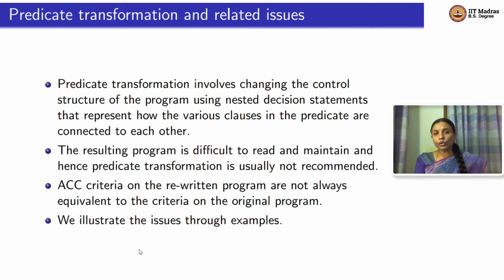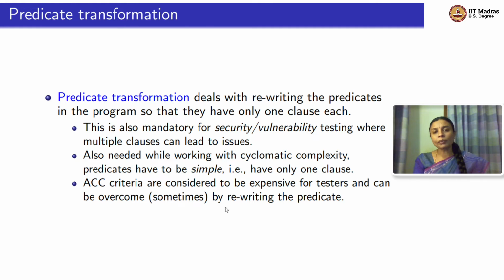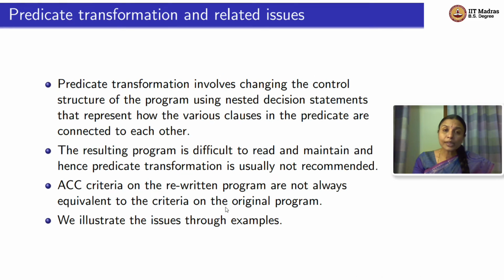So we'll illustrate the issues of predicate transformation through examples. In fact, one of the issues that we are going to see is this: one reason we said predicate transformation is needed is that testers find it difficult to implement ACC criteria, so you rewrite the predicates. But what happens is that in the rewritten new control flow structure, predicate coverage on the nested predicates doesn't correspond to active clause coverage of certain kinds on the full-fledged predicate that was there earlier.